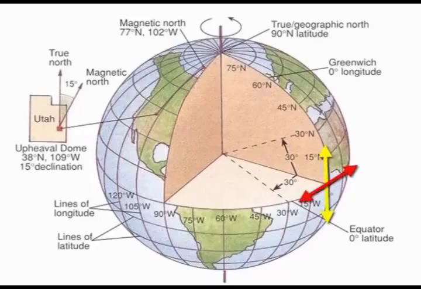It's sometimes confusing because longitudes run north-south, but their coordinates are given east and west of the prime meridian. Latitudes run east-west, but their coordinates are given north and south of the equator. I hope you can see why from this figure.